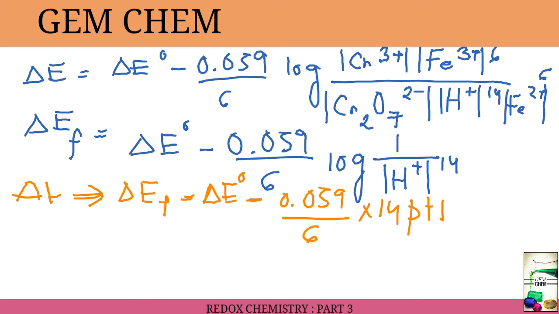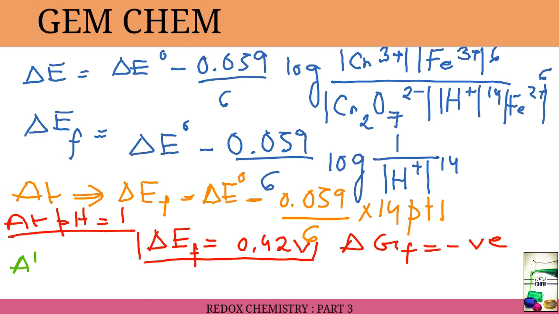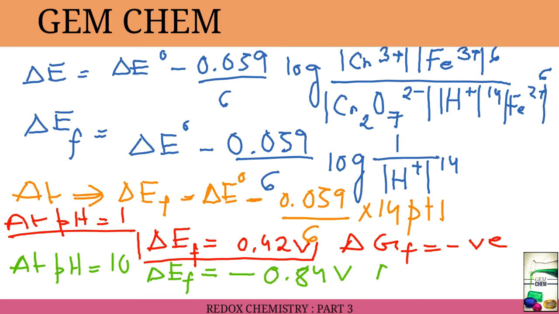So if we take, suppose, pH equals 1, then delta EF comes to be near about 0.42 volt, and it is favored because of the positive potential value, so delta GF is negative. Similarly, at pH equals 10, delta EF comes to be near about minus 0.84 volt, and here delta GF is positive. Thus we see that this reaction is favored in acidic pH and not in alkaline pH.